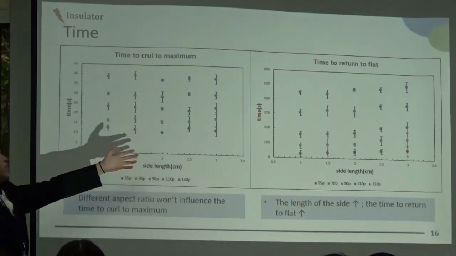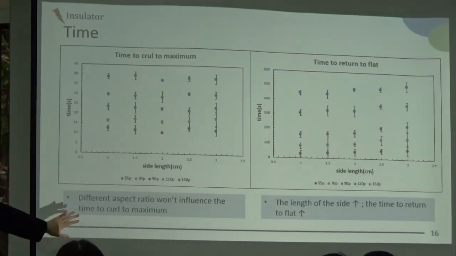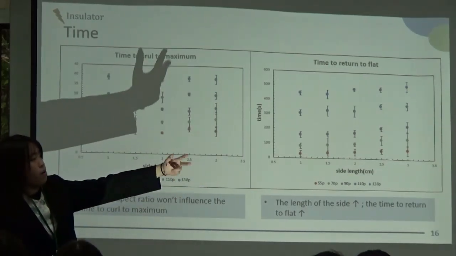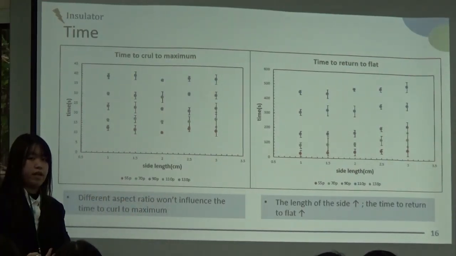And this is also the time analysis. So in the graph, you can see that different aspect ratios will influence the time to curl to maximum. And in the right part, you can see that when the length of the side increases, the time to return to flat will also increase.